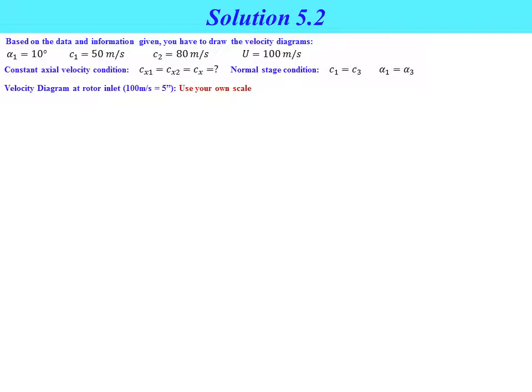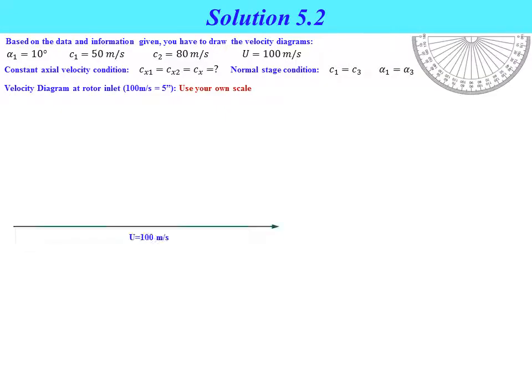So first we try to draw the velocity diagram at the rotor inlet for condition or state number 1. You need to make your own scale to draw the velocity diagram. Because we already know that the magnitude of u is equal to 100 meters per second, and the direction of the u vector is horizontal, we can draw the vector for u.